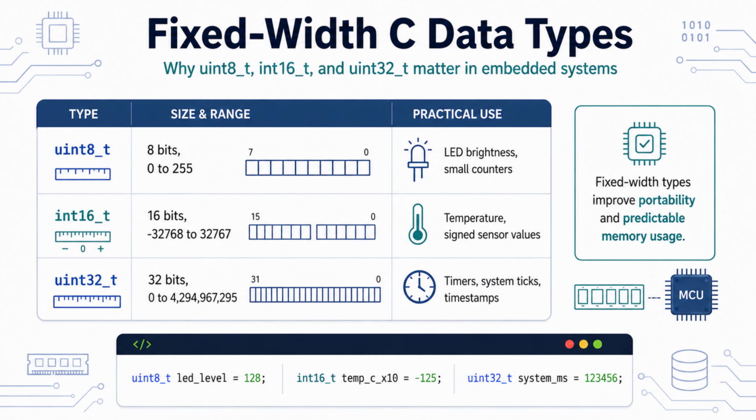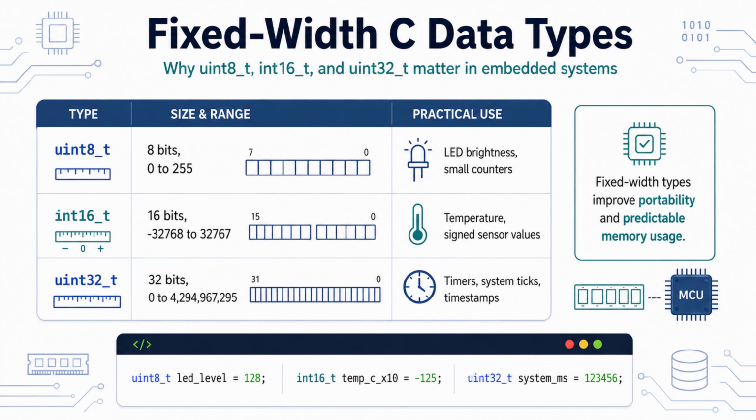In embedded systems, choosing the correct data type is very important because memory is limited and hardware registers usually have fixed sizes. Instead of using plain int or long, embedded developers often use fixed width types such as uint8_t, int16_t, and uint32_t. A uint8_t is exactly 8 bits and can store values from 0 to 255, which makes it useful for LED brightness, flags, and small counters.